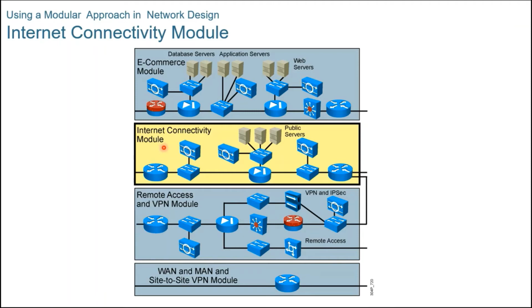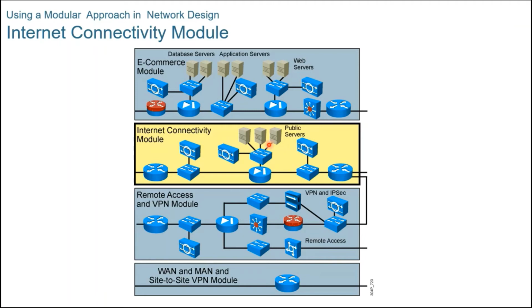Additionally, this module accepts VPN traffic from remote users and remote sites and forwards it to the remote access and VPN module, where VPN termination takes place. The internet connectivity module is not designed to serve e-commerce applications. The major components used in the internet connectivity module include the following.